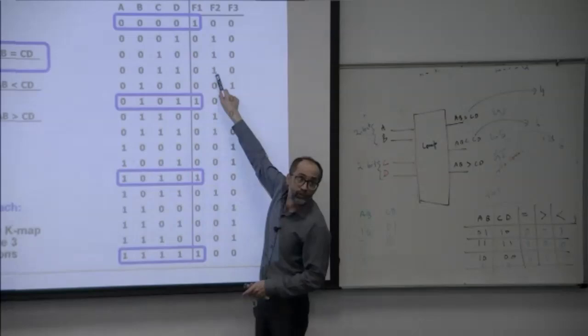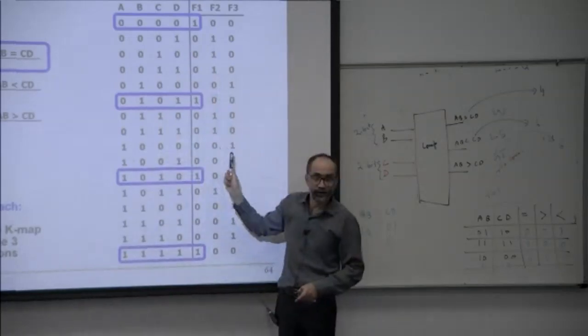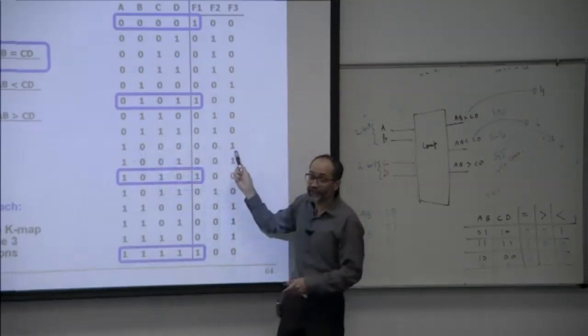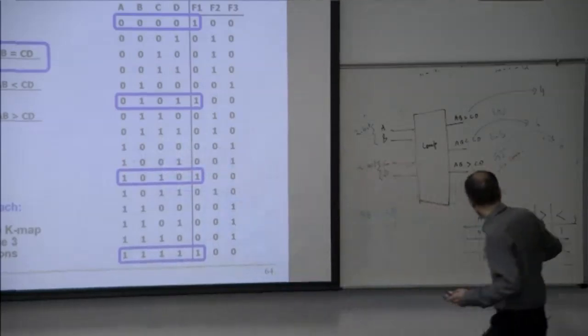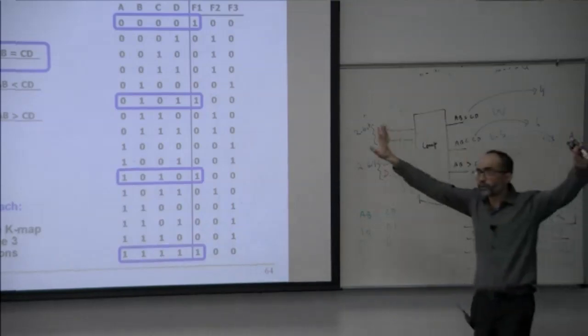F2, what is F2? Smaller. 0, 0, 1. What is F3? Greater. So it means AB is greater than. So now these are all the combinations. Can you see? AB 0, 1, 0, 1, 1 is smaller than 2. Any question? Should we proceed?